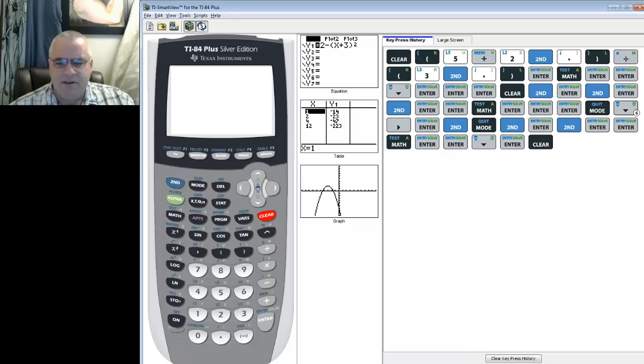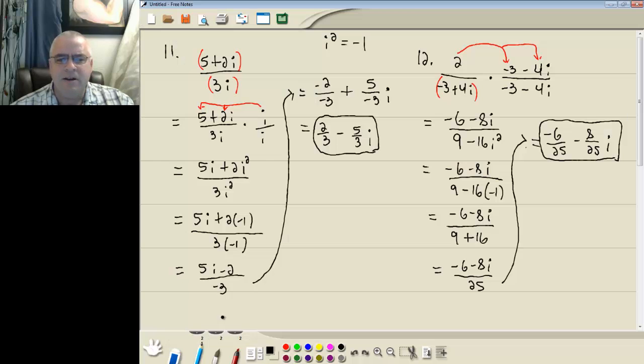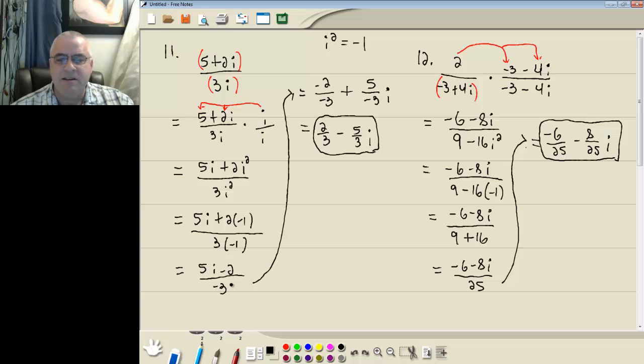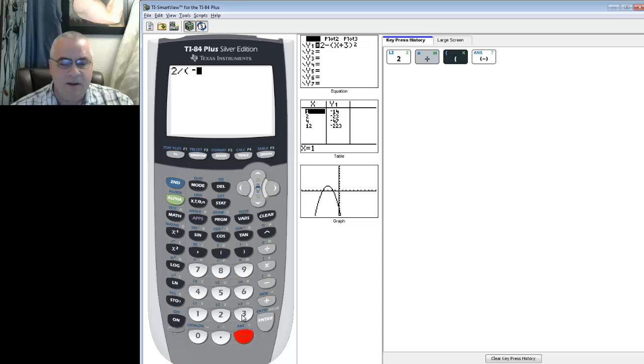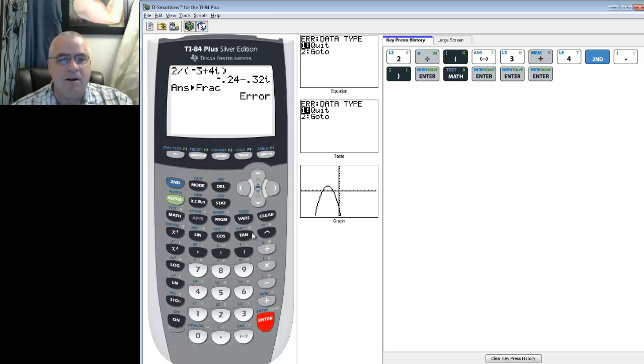I'm real curious now if this is going to work. So I got 2 divided by beginning parentheses, negative 3 plus 4i. So I do second decimal. Closing parentheses, enter. And we get decimals. So now we can change it. We do math, enter. And it does not work. That's bizarre.